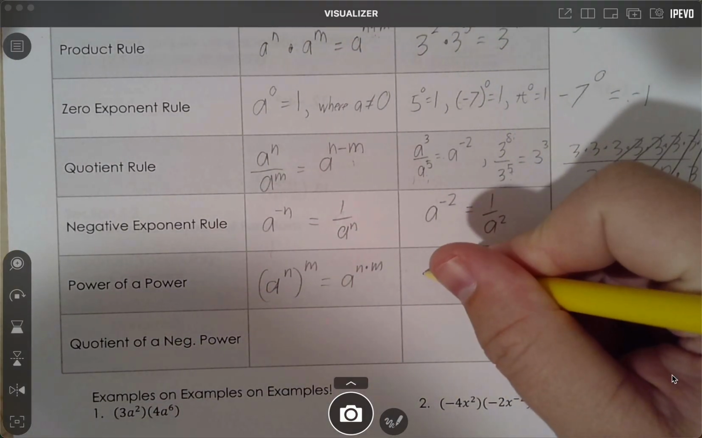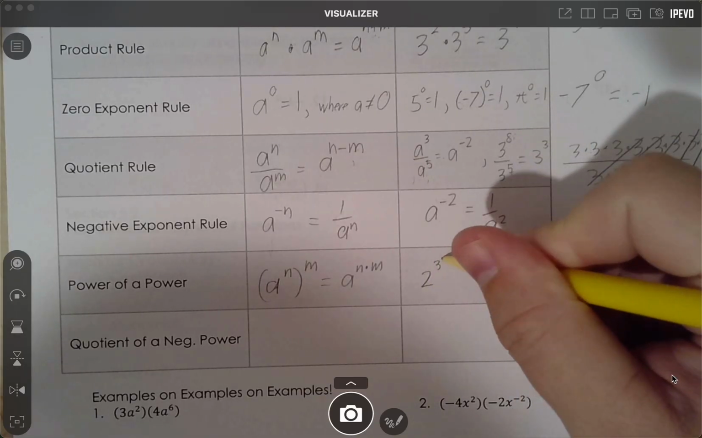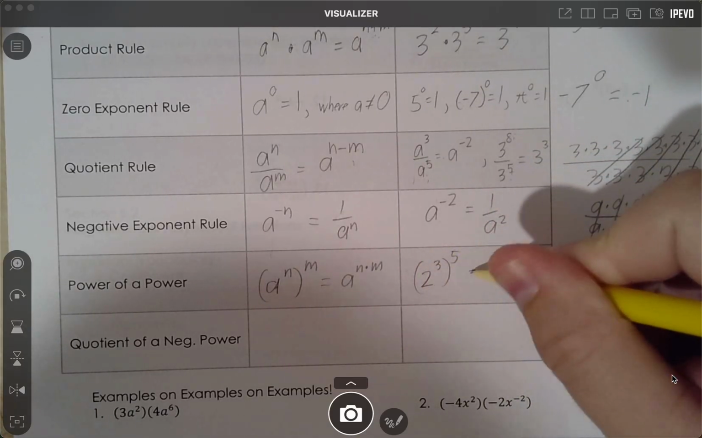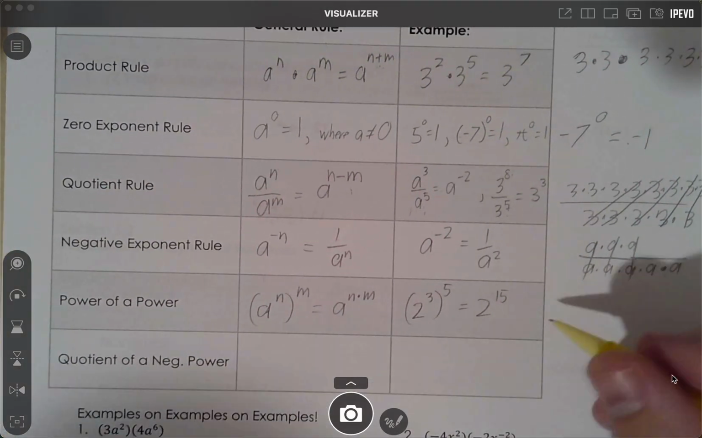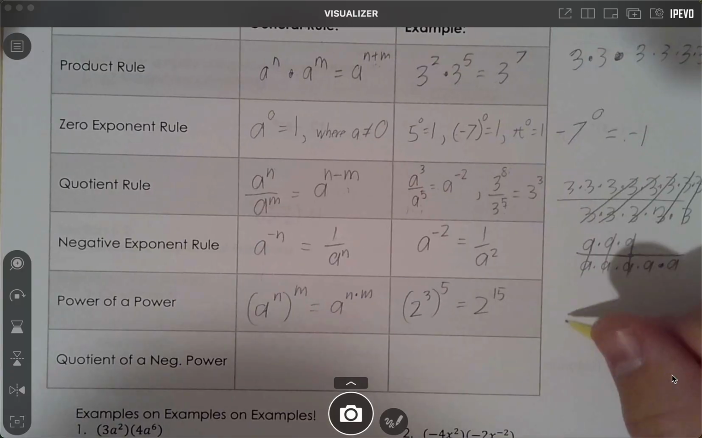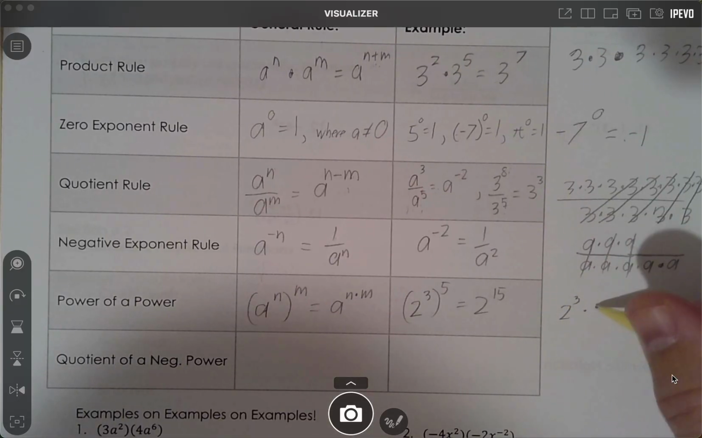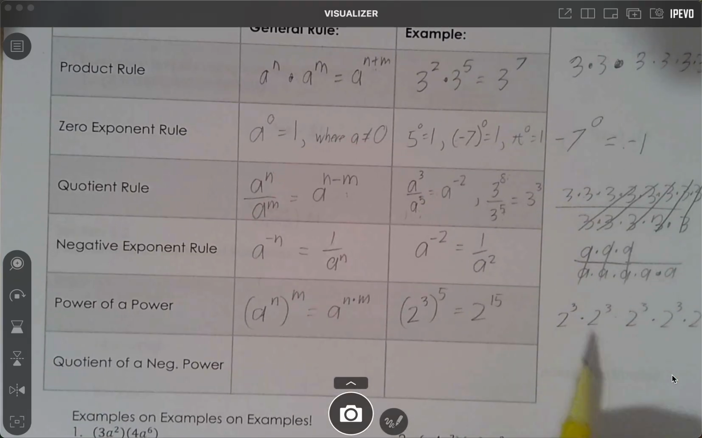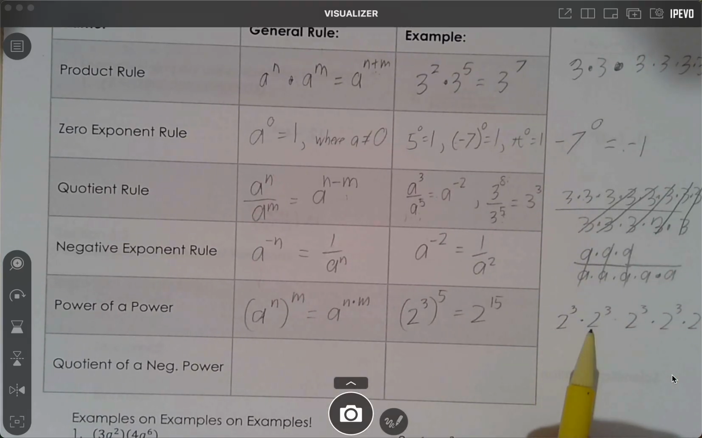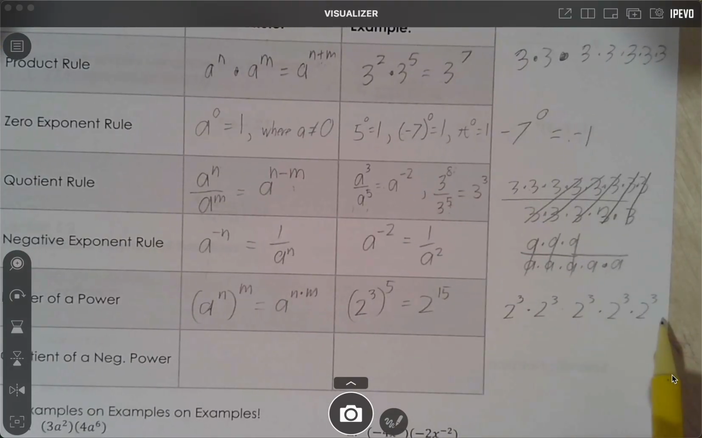Just for a quick example, if I had 2 cubed to the 5th, then I would now have 2 to the 15th. Why is that? Because remember what 2 cubed to the 5th means. It means you've got 2 cubed times 2 cubed times 2 cubed times 2 cubed, times 2 cubed. And if you remember what cubed means, it means there's 3 2's multiplying together, 3 2's multiplying together. So ultimately, this is just one giant line of 15 2's multiplying together. That's why it ends up working out.